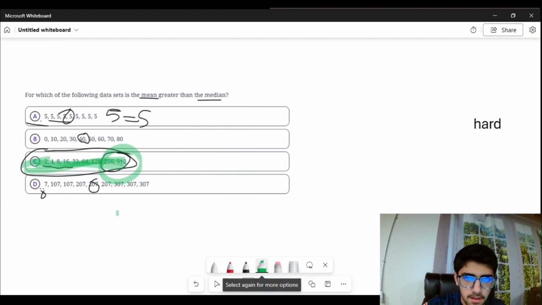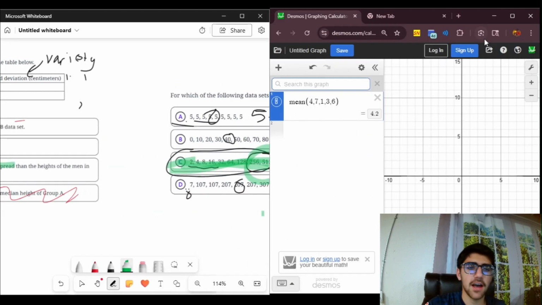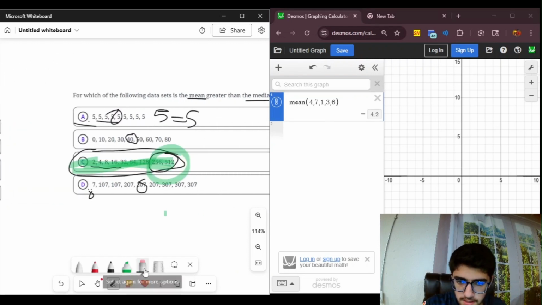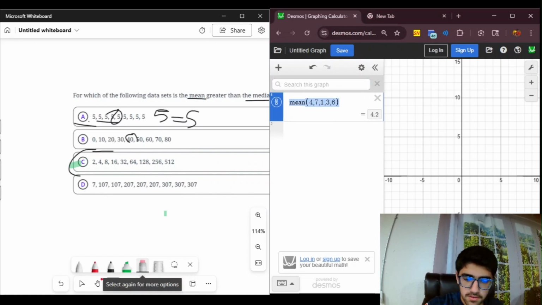That's it. And if you guys want, let's just go ahead and prove it. Let's say you had extra time, you just want to make sure. Let me just delete the highlighter. So let's just check for this one, the bottom one. Is it showing for you guys? Okay. So let's just check the bottom one, option D, if the mean is higher than the median.